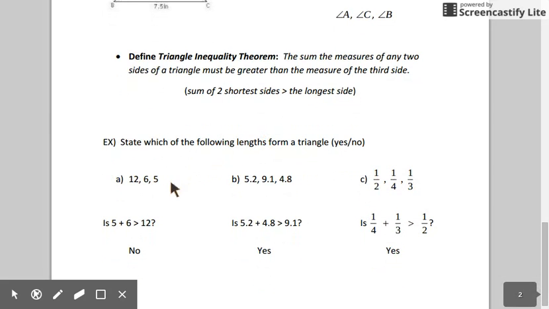So given three possible measurements or side lengths of a triangle, do they form a triangle? We're always going to ask ourselves this one question. Are the two smaller sides adding up to be bigger than that third side? So locate the two smaller values. In this case, we would have 6 and 5. Do they add up to be bigger than that third side? Well, is 5 plus 6 bigger than 12? The answer is no. So these lengths will not create a triangle.